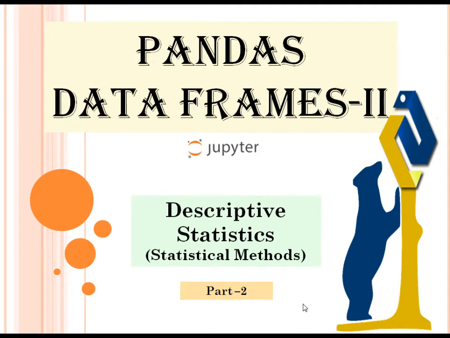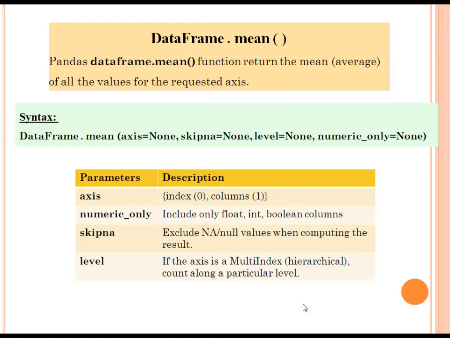Now let's move ahead and see the first function, that is mean. DataFrame.mean is the function that returns the average of all the values. Of course, you have found the mean in mathematics and in economics previously. It is similar to that, but the only difference is that you have to use the function. With the help of the function, you can find the mean here.